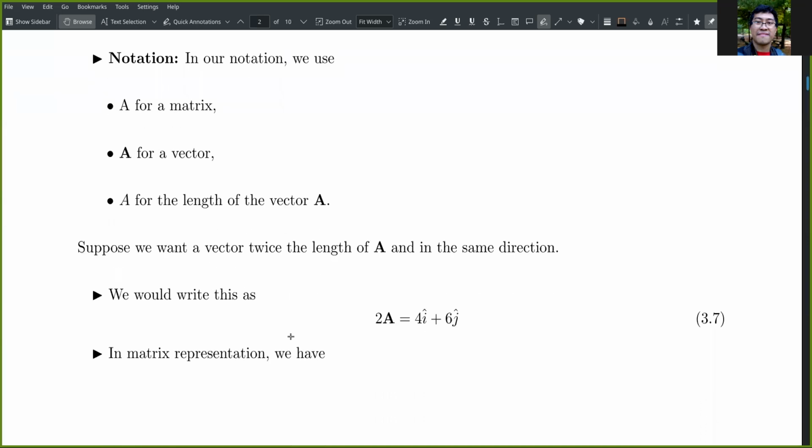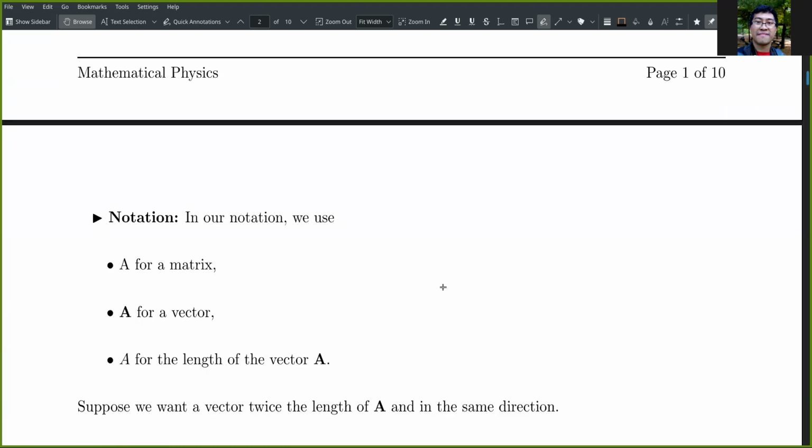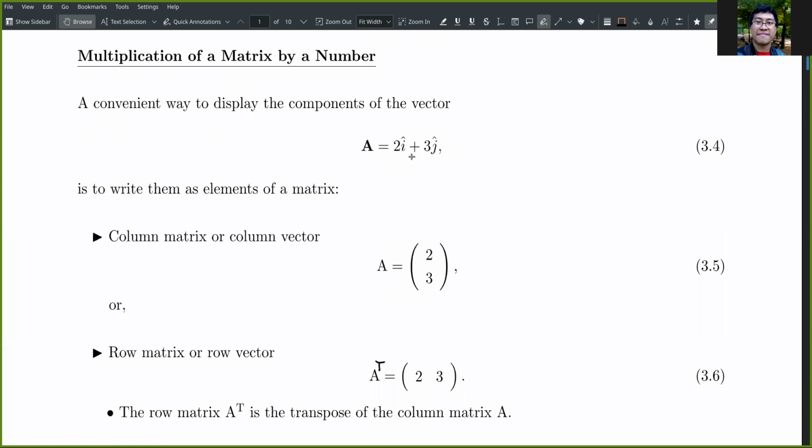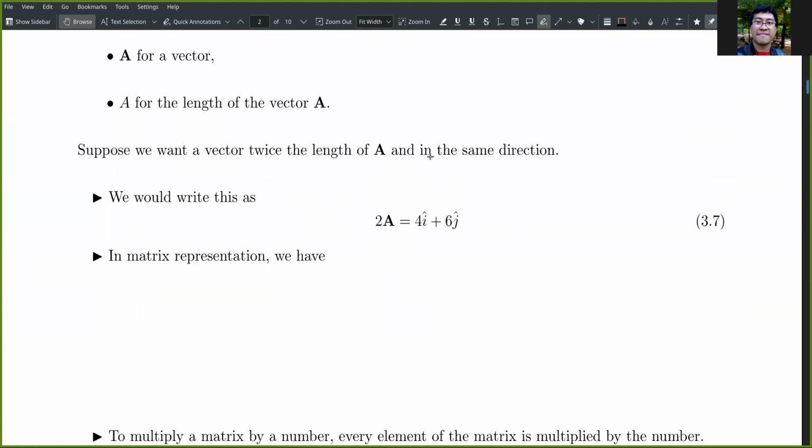Suppose you want a vector twice the length of A. So if it's a vector, you simply multiply each component by 2. So if you have here 2i 3j, it becomes 2A would be 4i plus 6j, like this. And in matrix representation, we can write 2A equals 2 times 2, 3 equals, so you have 2 multiplied by 2, that's 4, 2 times 3, that's 6.